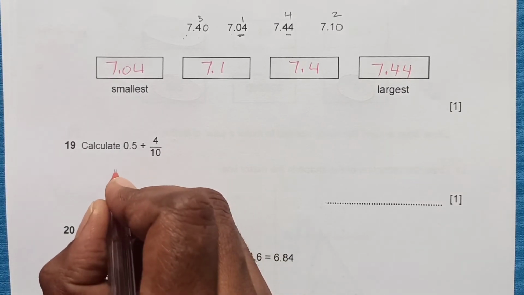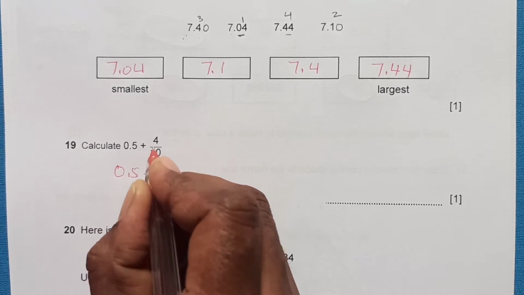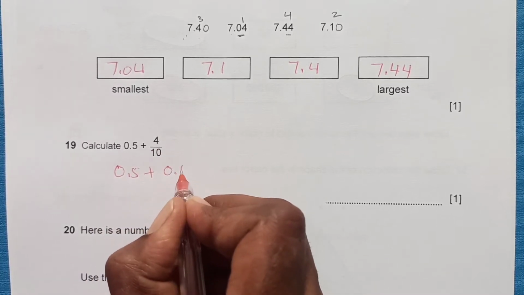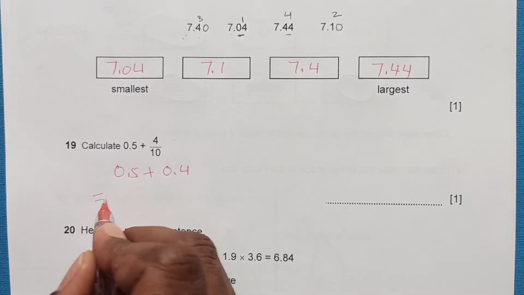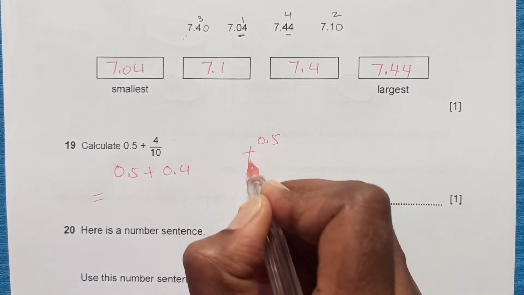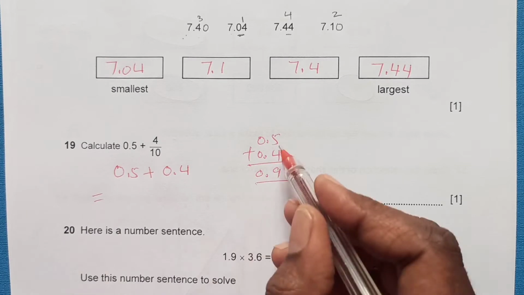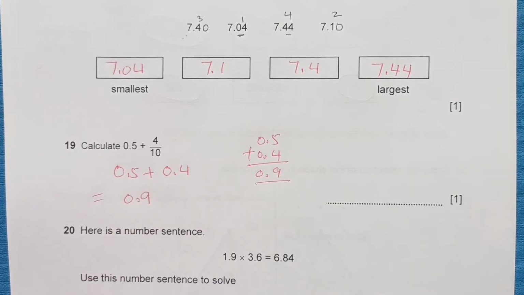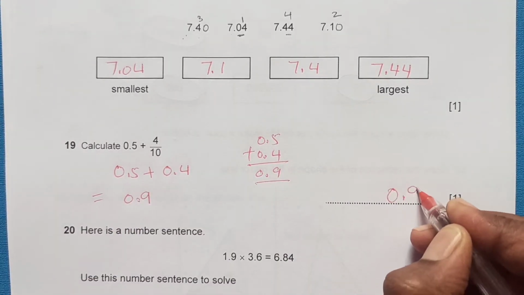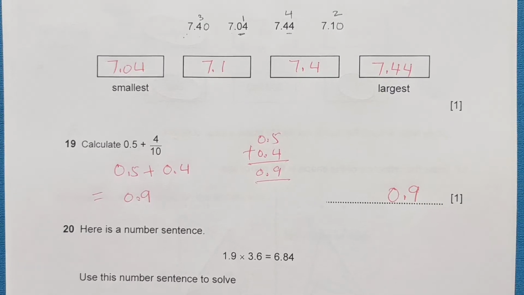Okay, now next calculate 0.5 plus 4 over 10. As you know, 4 over 10 can be written as 0.4. So when you add, it is 0.5 plus 0.4, which is 0.9. So simple. 0.9 is the final answer.